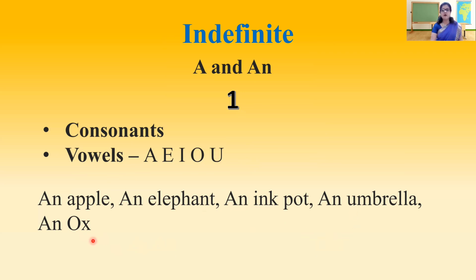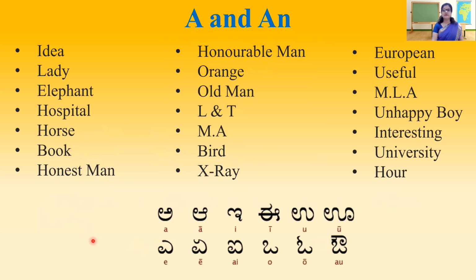So here all the vowels we have written an. But there is a set of rule. What is that? It's all depending upon the pronunciation. I have written here some words. With the help of Kannada vowels, I will explain it to you. It will be easier for you to understand. Okay, so what are Kannada vowels? A, I, E, U, A, I, O, Au.